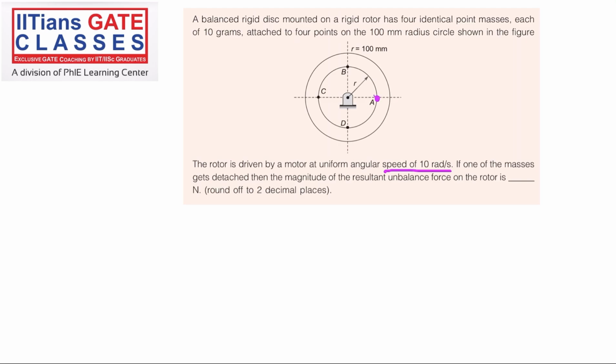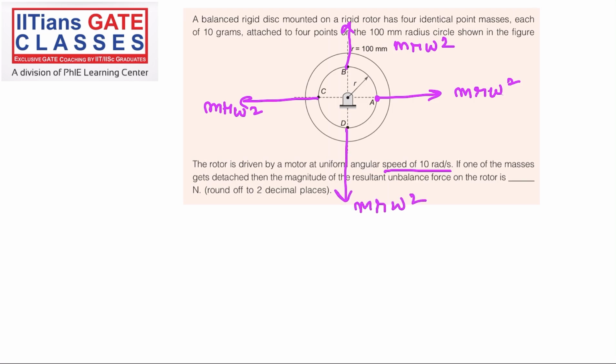There are 4 centrifugal forces, m r omega square, m r omega square, m r omega square, m r omega square. All 4 are acting radially outwards, in 4 different directions. So they're cancelling each other and the system is in a balanced state, because they're opposite to each other and the forces are equal.